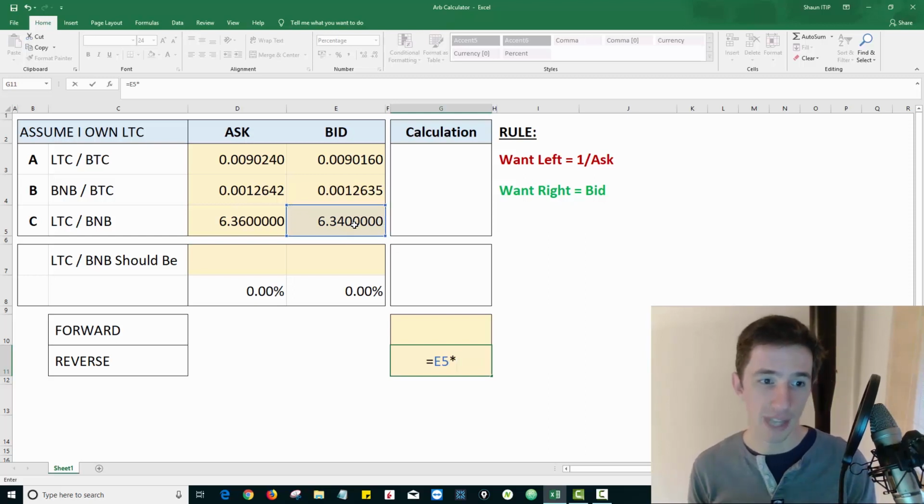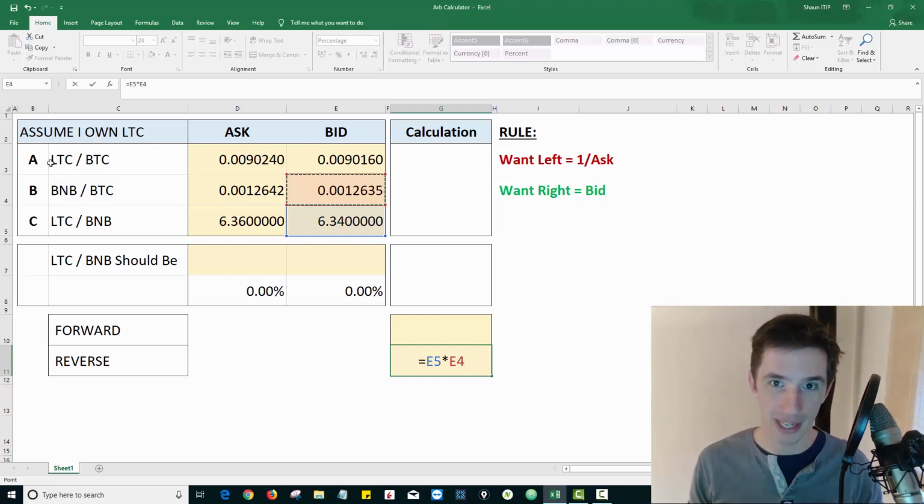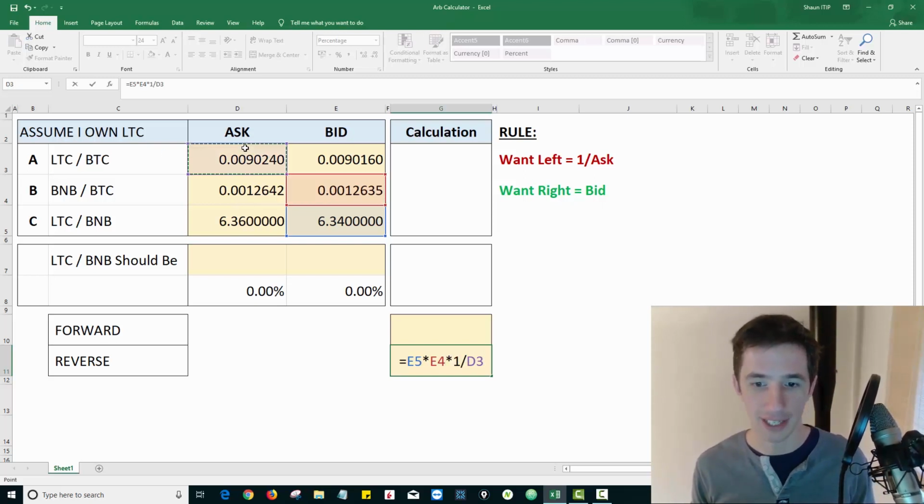Now I want to take my BNB and exchange it for Bitcoin, because that's on order book B, and that's logically the only move I can make, because now I'm holding BNB. So I've got BNB, I want what's on the right, so I'm going to multiply that by the bid once more. Now I've got BTC, so I'm going to go to order book A, because again, logically, this is the only order book I can now go to. So I want to exchange BTC for LTC. Now what I want is on the left-hand side, because I want the LTC. So I'm going to multiply by 1 divided by the ask over here.